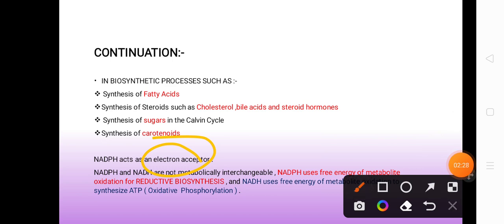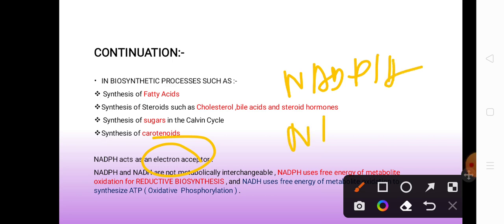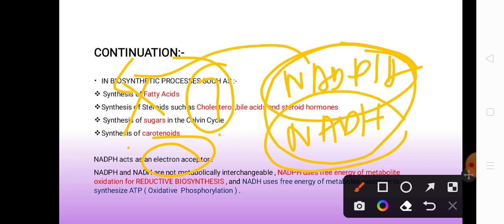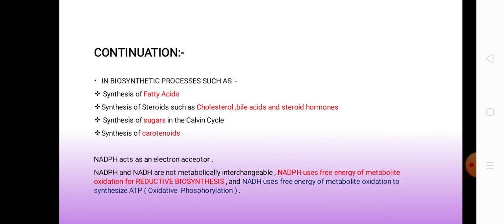Now, one important thing that we also know is that NADPH is an electron carrier and NADH is an electron carrier. That means what? Are they metabolically interchangeable? So the answer is no, because NADPH uses metabolite oxidation for reductive biosynthesis, but NADH uses that free energy to produce ATP, right? That is why the NADH involving steps are in most cases oxidative phosphorylations, right? We have seen this kind of thing multiple times when we learned about glycolysis or the Krebs cycle. So that is the thing.